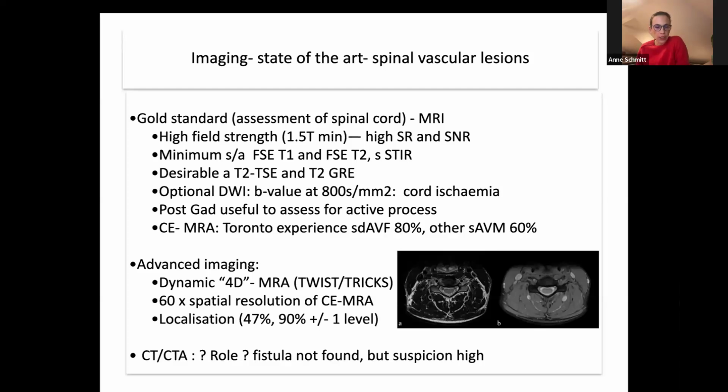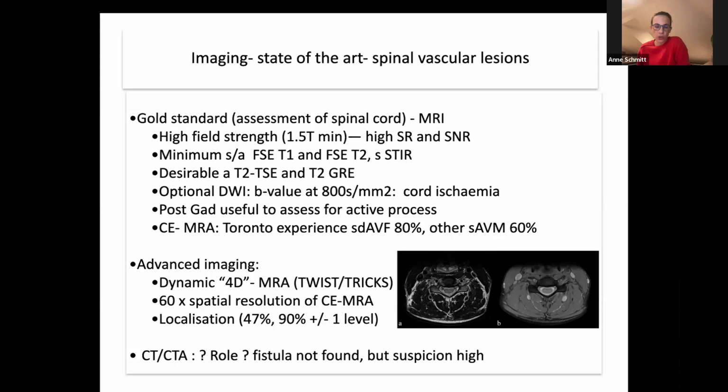Post-gadolinium, as has been mentioned earlier, is very useful in the assessment of dural fistulas, or also indeed of spinal arteriovenous malformation. And there has been a paper published by the Toronto group which showed that a dural arteriovenous fistula on a contrast MRI can be picked up in 80% and other spinal arteriovenous malformations in 60%. So post-contrast MRA is very useful in picking up whether there is a fistula or not.